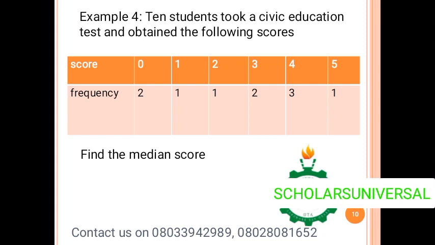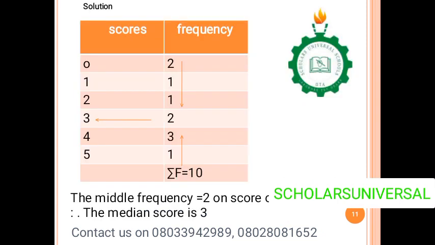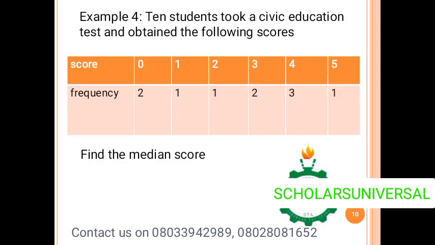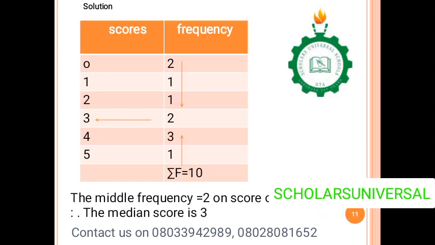Just like the way we attempted the other one from mean, we have to find the median score. So these are the frequencies. This one, you don't need to find the summation of fx because you don't need any division so much. So we'll try to rearrange the scores with the frequency. For 0, how many students scored 0? 2. 1 student scored 1, 1 student scored 2. So the scores have already been arranged.